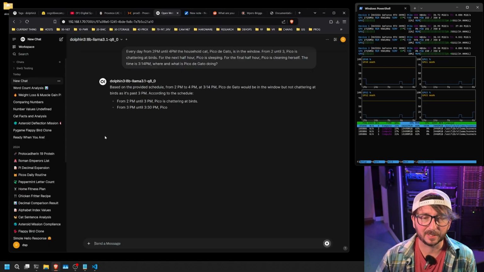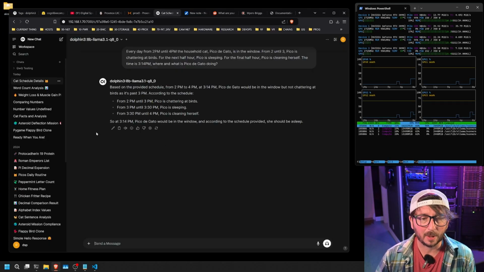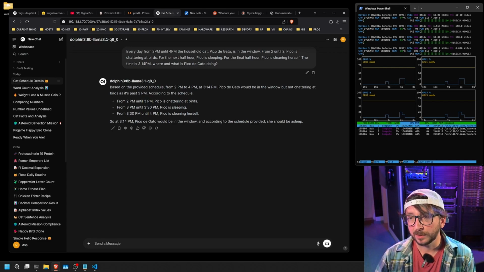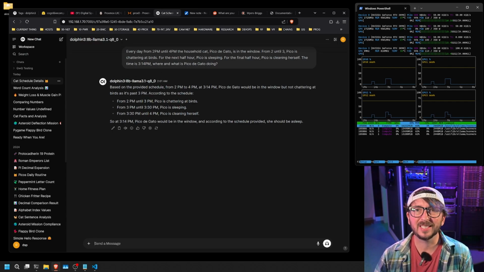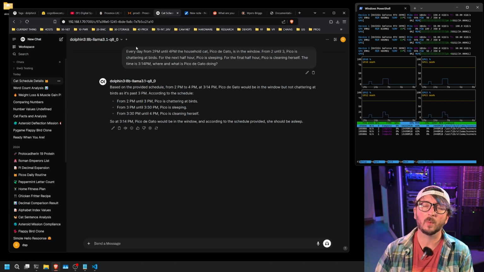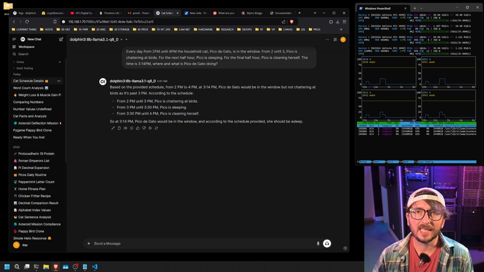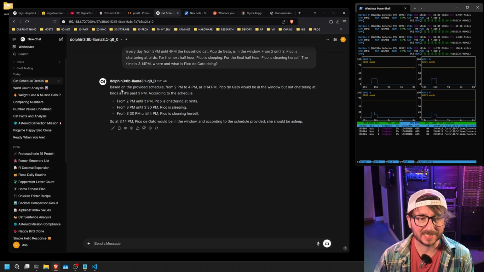And next is calendaring. This is calendaring for Pico De Gato. Basically, Pico is sitting in a window for a specific time frame doing different things. So from 2 to 3, Pico is chattering at birds. For the next half hour, Pico is sleeping. And for the final half hour, Pico is cleaning herself. The time is 3:14 p.m. Where and what is Pico De Gato doing? So this is just seeing whether or not we're able to track the time of what is happening and also what the context of the actions are that are being accomplished.